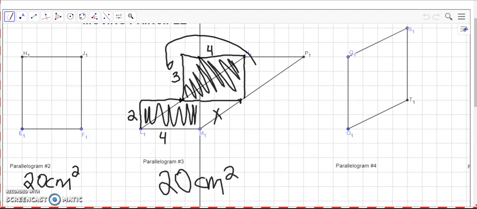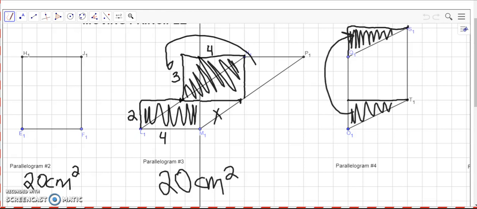When I look at parallelogram number 4, this one's a pretty easy one to move, because I can take this bottom triangle, move it up here, and again it makes that nice easy looking, single uniform rectangle. It's 5 units tall, 4 units across, giving me the 20 square centimeters.